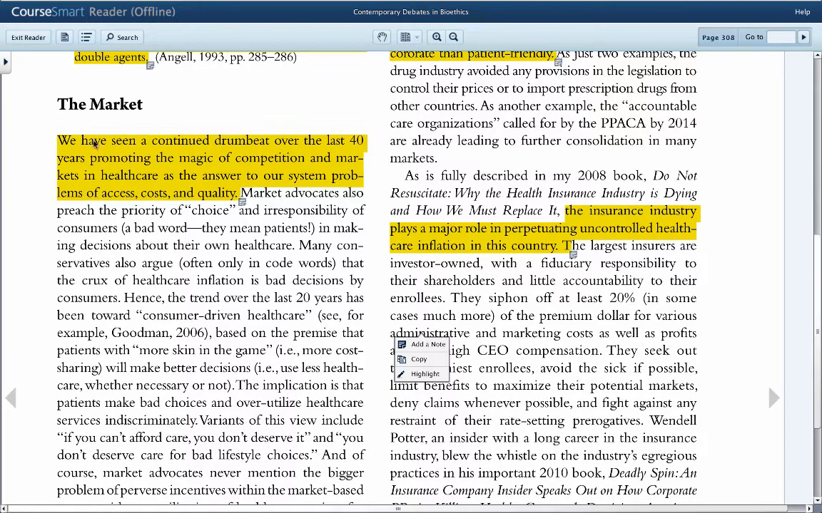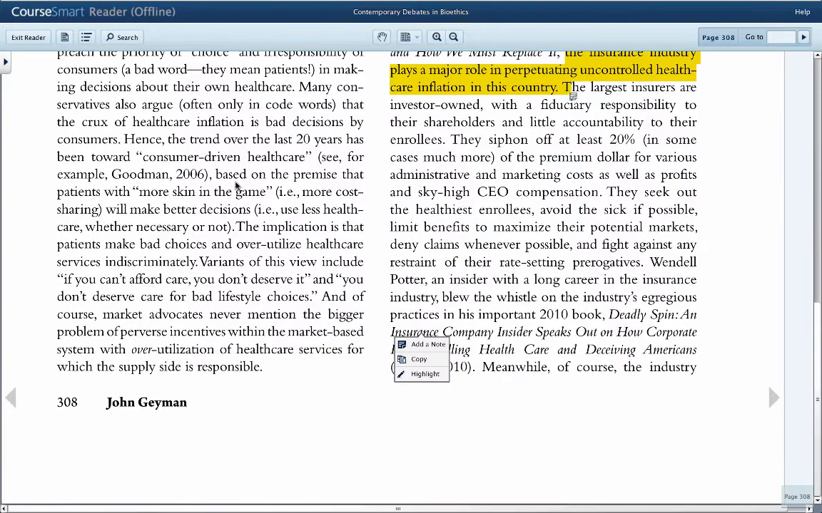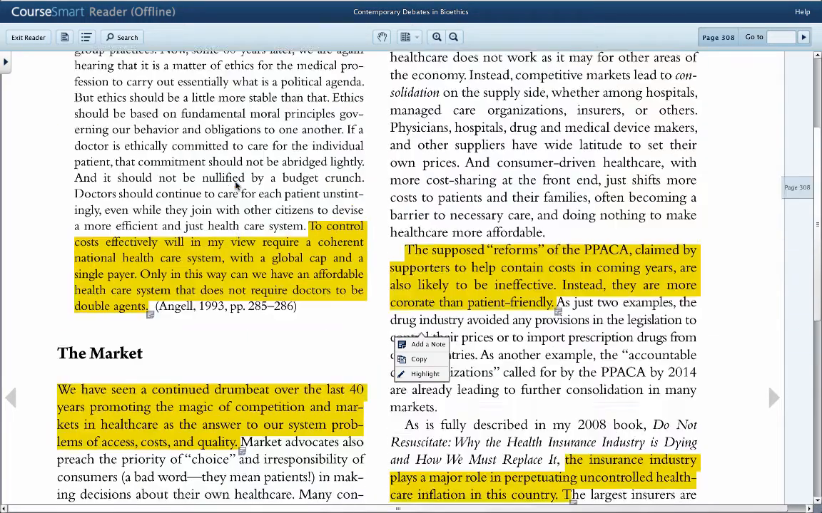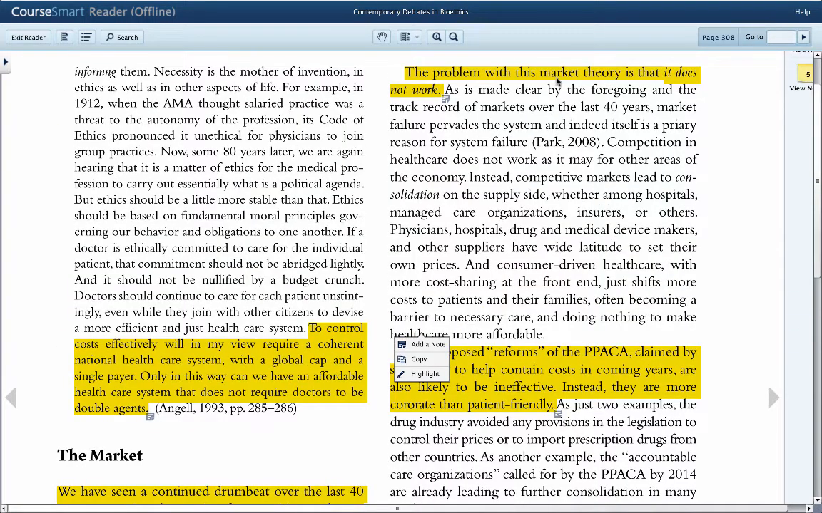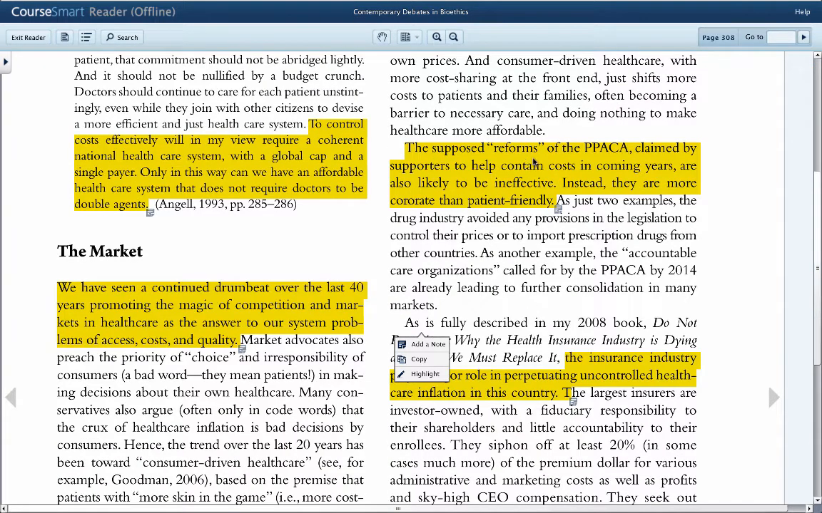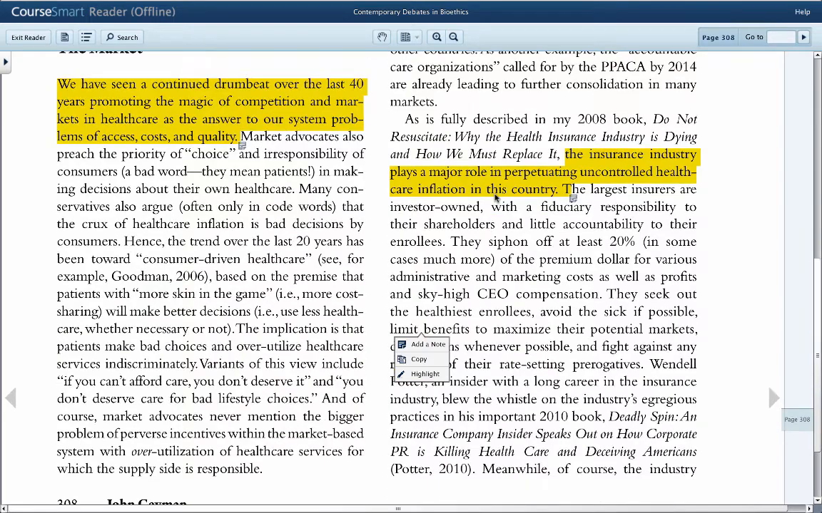Our author's article says, we have seen a continued drumbeat over the last 40 years promoting the magic of competition and markets in healthcare as the answer to our system problems of access, cost, and quality. And then after summarizing a couple of voices here, he says, the problem with this market theory is that it does not work. He even says the supposed reforms of the Obamacare law claimed by its supporters to help contain costs in the coming years are also likely to be ineffective. Instead, these so-called reforms are more corporate than patient-friendly.